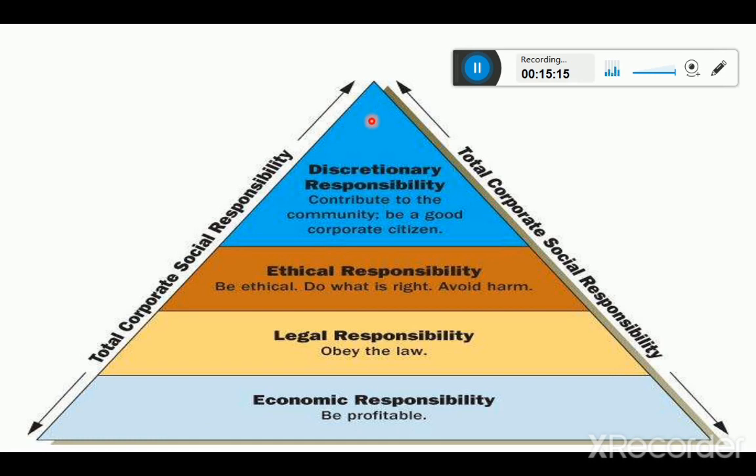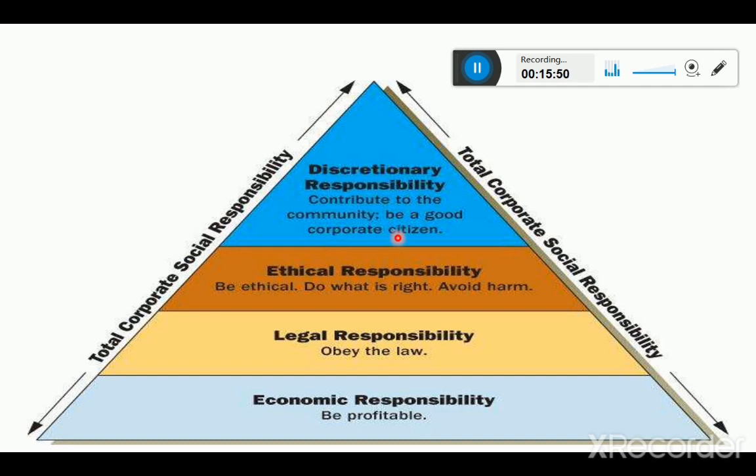The main focus, the main stress, is the economic responsibility. It simply means be profitable. The next level is legal responsibility, which simply means obey the laws or rules. The third is ethical responsibility, which means be ethical, do what is right, and don't do what is wrong, meaning avoid harm. The fourth is discretionary responsibility, also called philanthropic responsibility or citizenship. Simply stated, contribute to the community to be a good corporate citizen.